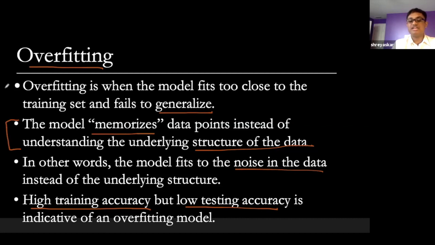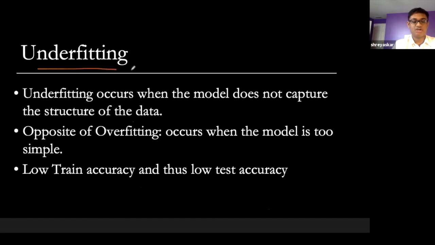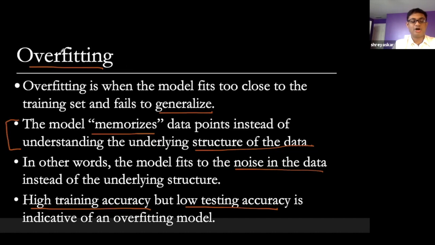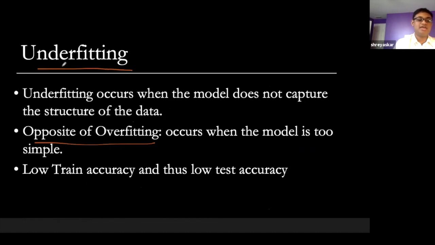And now let's introduce the opposite of overfitting, that is underfitting. Underfitting, as I said before, is the exact opposite of overfitting, and it occurs usually when the model is too simple. So an overfit model usually occurs when the model is way too complex, but an underfit model usually occurs when it's too simple. And the definition of underfitting is when the model does not capture the underlying structure of the data.